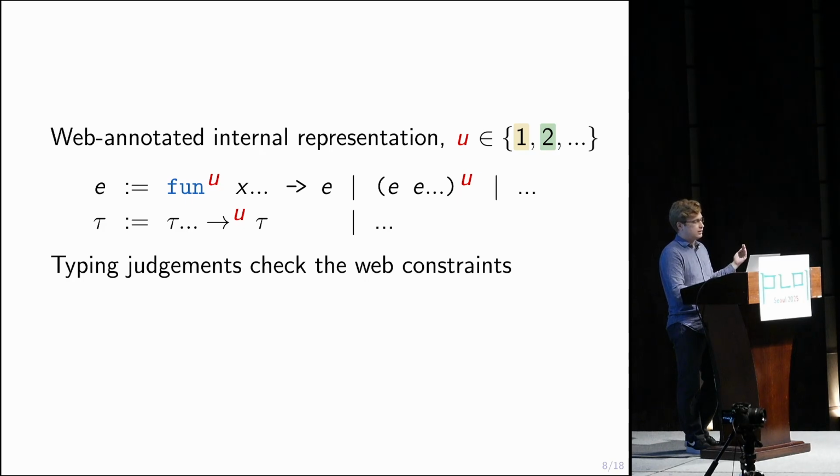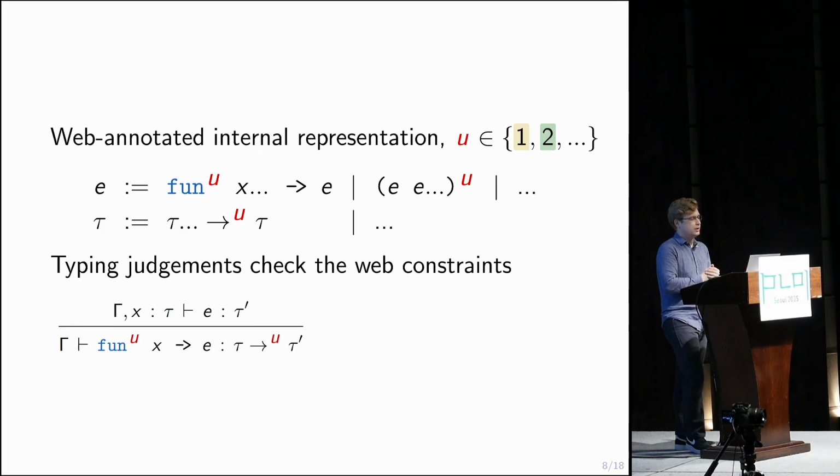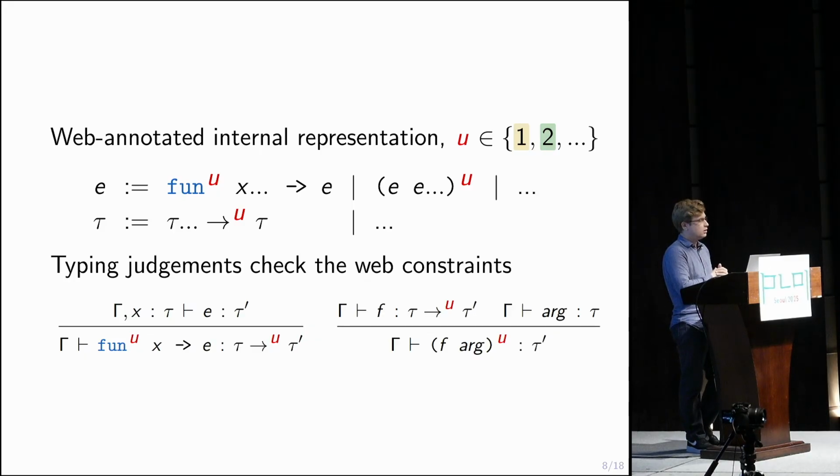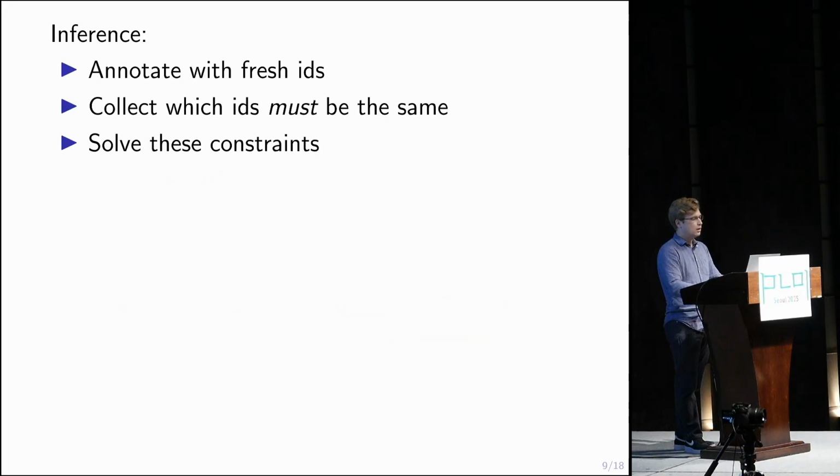And when we modify the typing judgments, we're just going to make sure that the annotations line up between the functions and the arrow types, and between the calls and the arrow types. So we can see these, you have to have the same annotation. So the annotations on the arrow types are essentially carriers of proof that the function annotated with a certain web is going to match the annotation at the call site where it's eventually invoked. And that's the entire analysis. It's that simple.